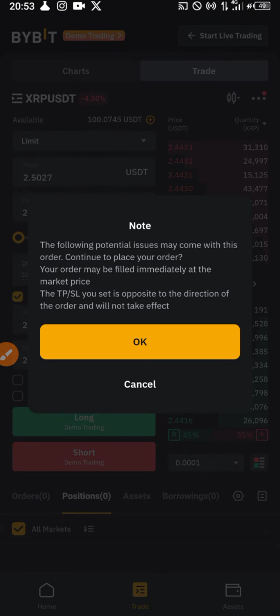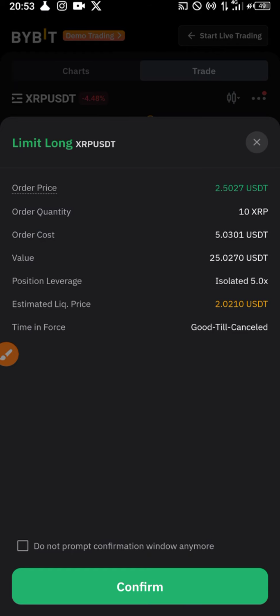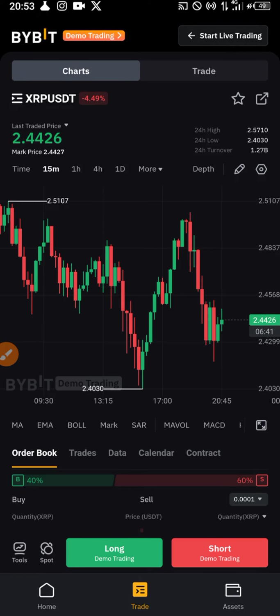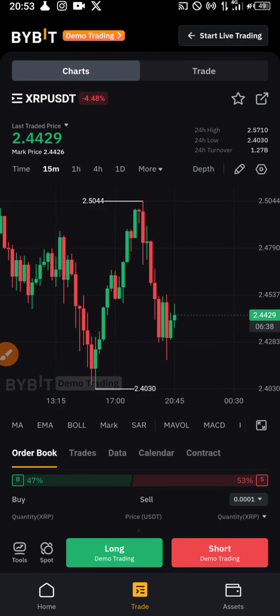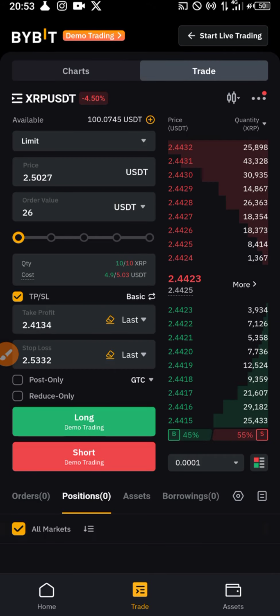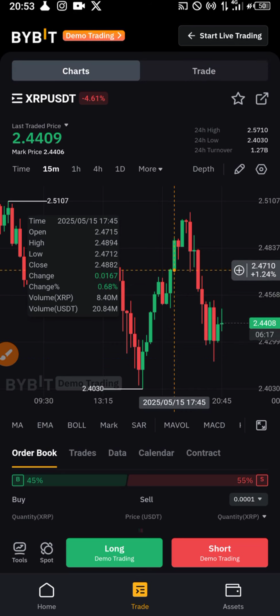The potential issue may come with this order. Continue to place order. Okay, 2.5027. Let's check the current price of Ripple. The current price of Ripple is 2.4 now, and the person said we should enter at what? 2.5. That's a what? Buy stop. You understand now? We want to enter at about 2.5.